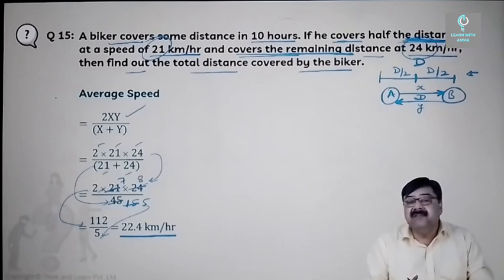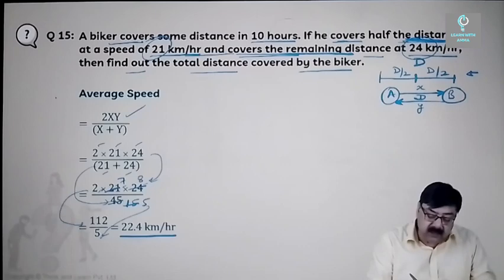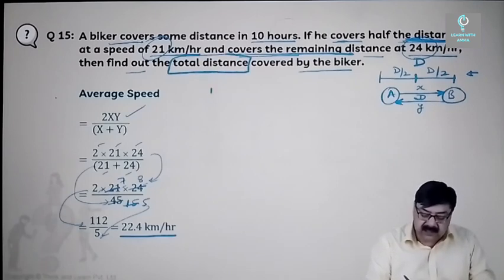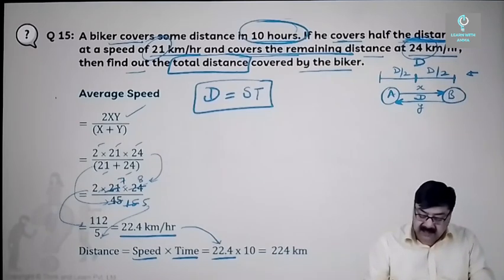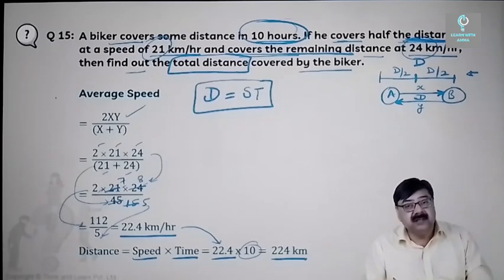Now this is the average speed for the entire journey that we have taken. But we need to find out the total distance. So what is distance? Distance is speed into time. So distance is speed into time. So 22.4 km per hour is the speed into 10 hours. That is the time given to us. It shall become 224 kilometers.